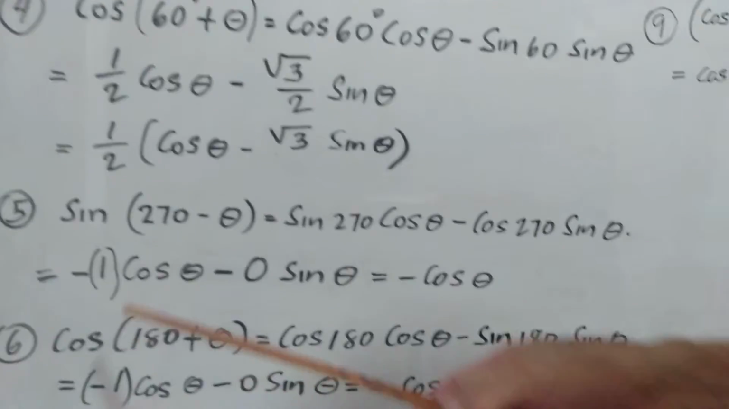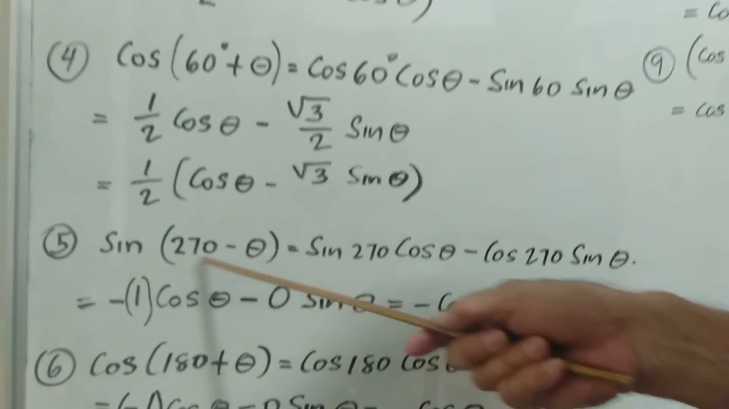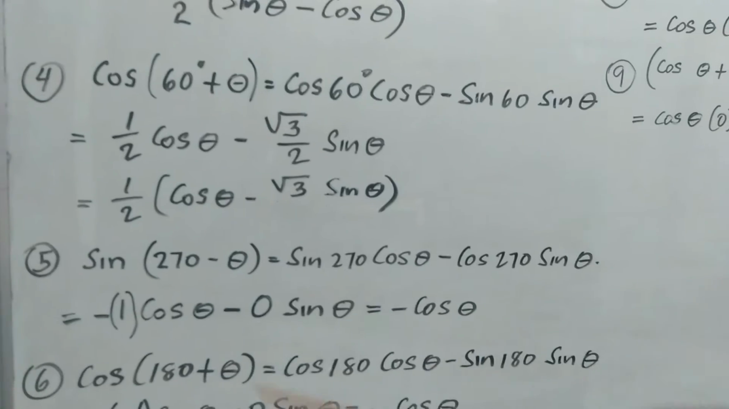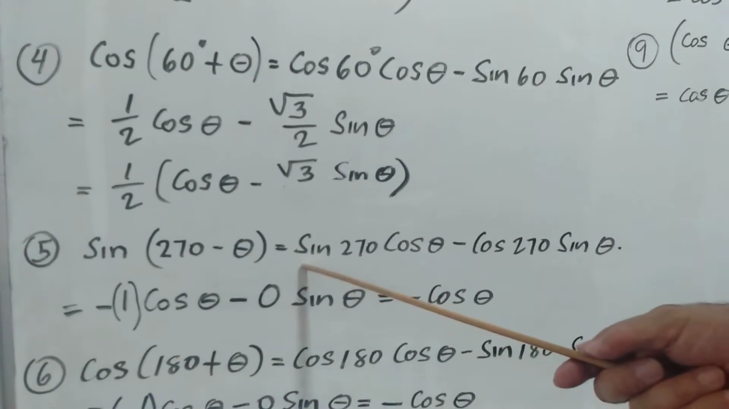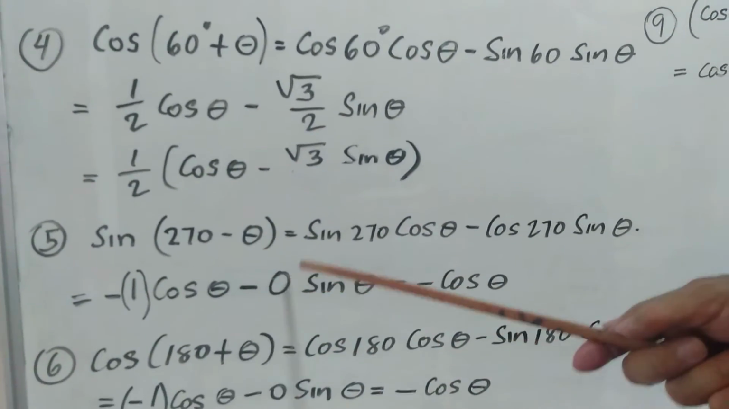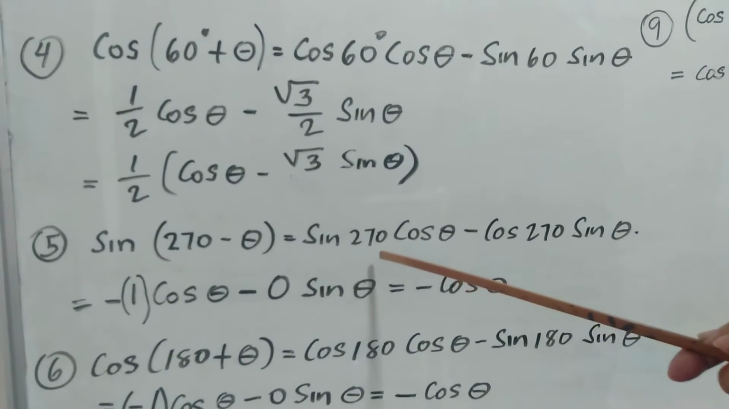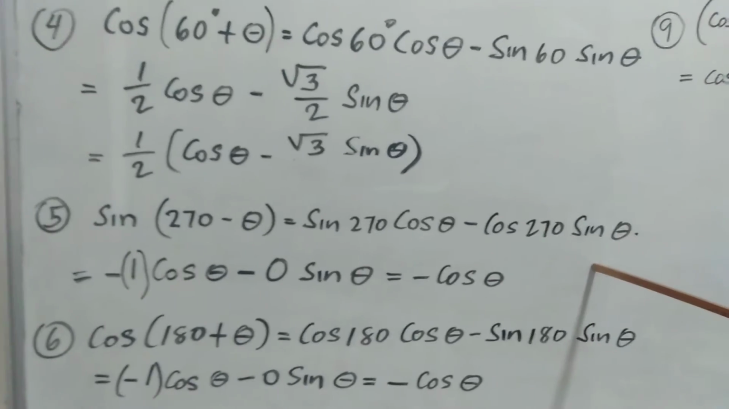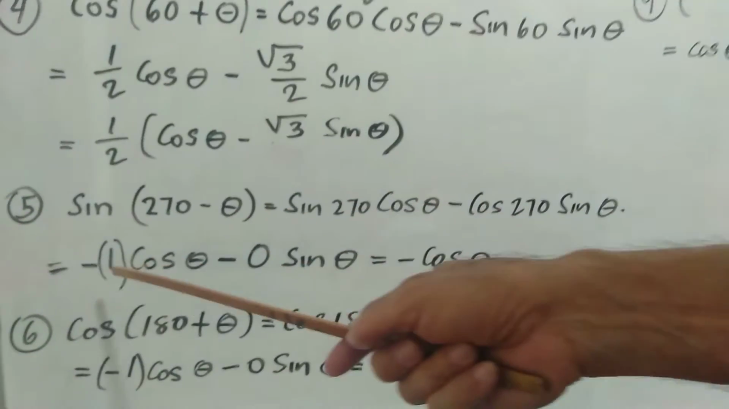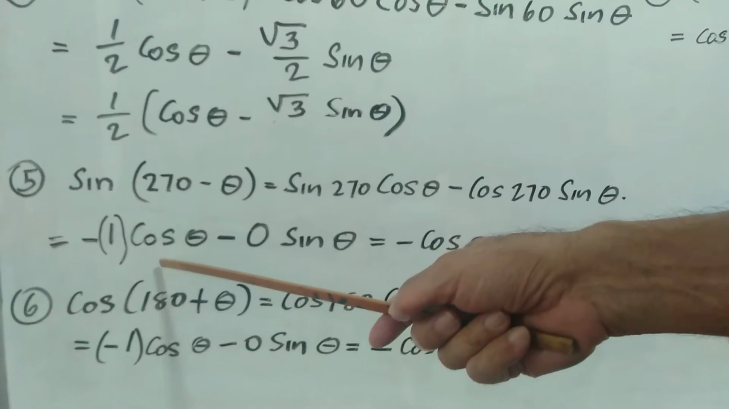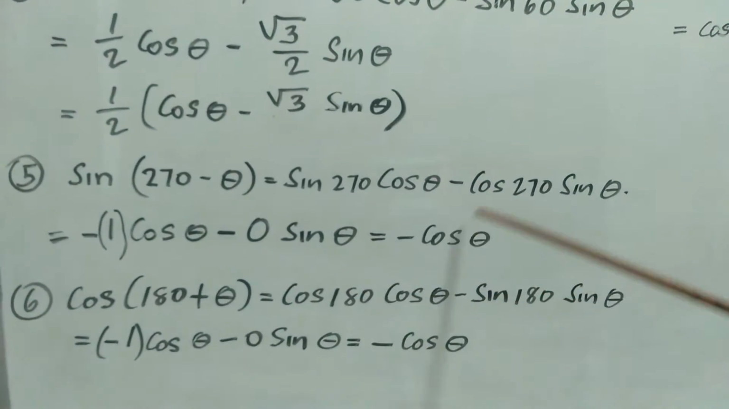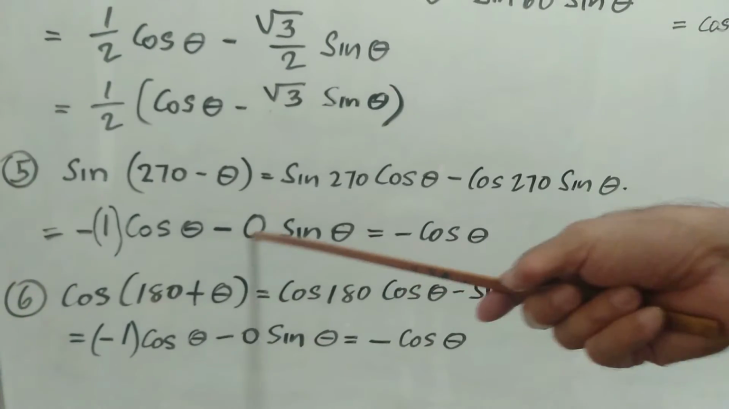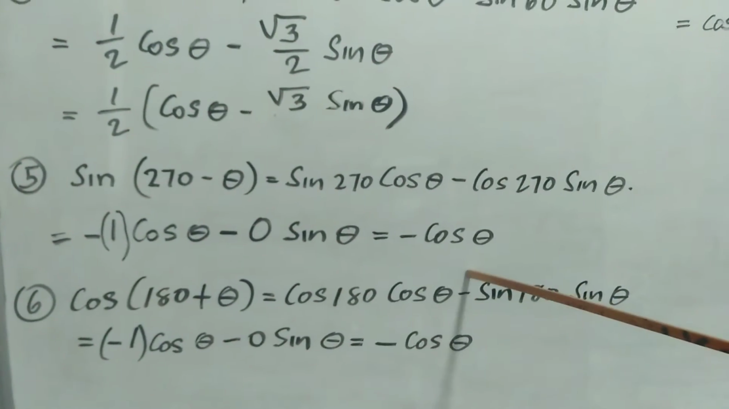For number 5, we have a quadrantal angle, sine of 270 minus theta. Using the formulas that we studied, that is equal to sine 270 degrees cosine theta minus cosine 270 sine theta. Sine 270 is -1 cosine theta minus cosine 270, which is 0, sine theta. So this one cancels out. What remains is negative cosine theta.